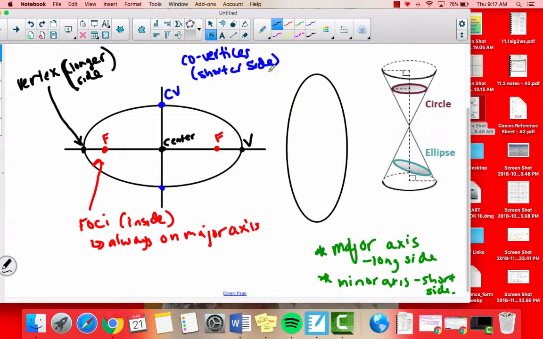The same things apply when it goes up and down instead of left to right. So here would be our vertices, up and down, because that's the longer side. The co-vertices would be the left and right, so co-vertex here and here. And then obviously your center would be right in the middle of the two, and then your foci would be along the same line as the vertices. So notice the vertices and the foci and the center are always going to be in one line, so that's really important.